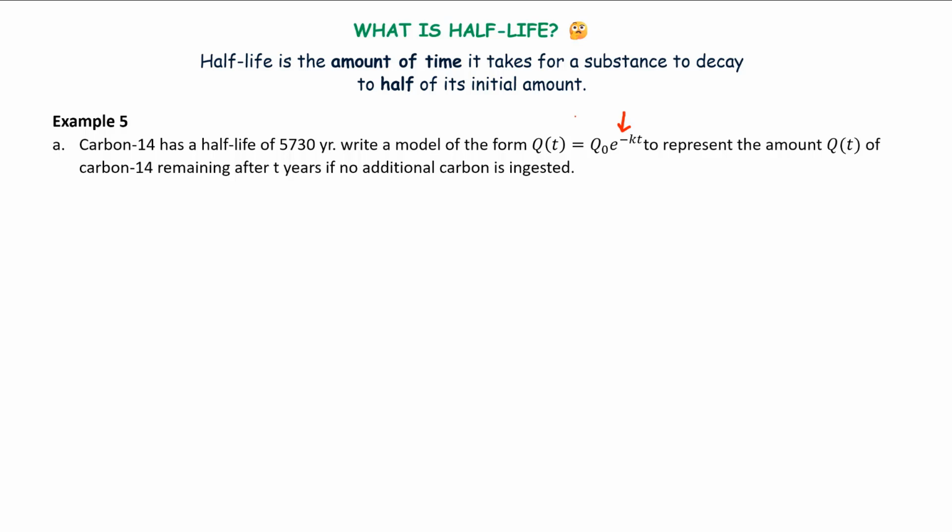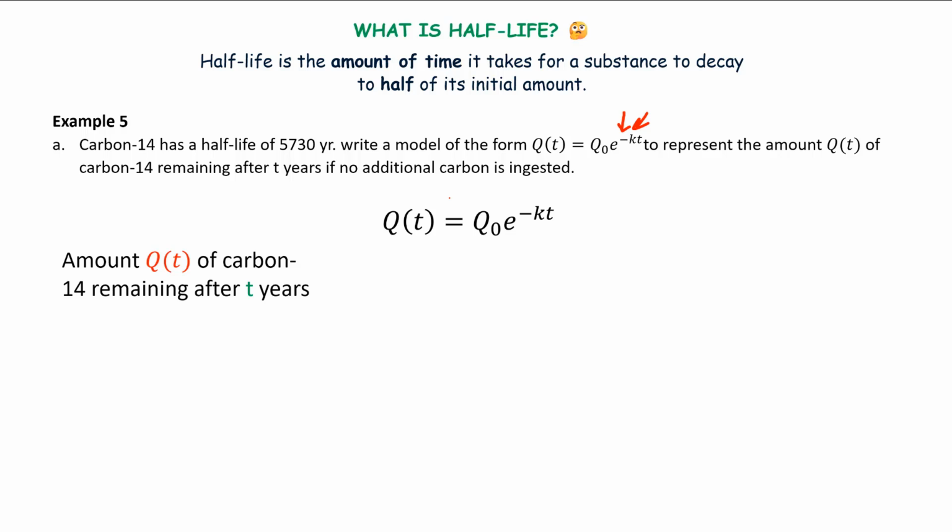One of those things is carbon-14. Scientists have determined that the half-life of carbon-14 is 5,730 years. Q of t equals q sub 0 e to the negative kt. Q of t is the amount of carbon-14 remaining after t years.